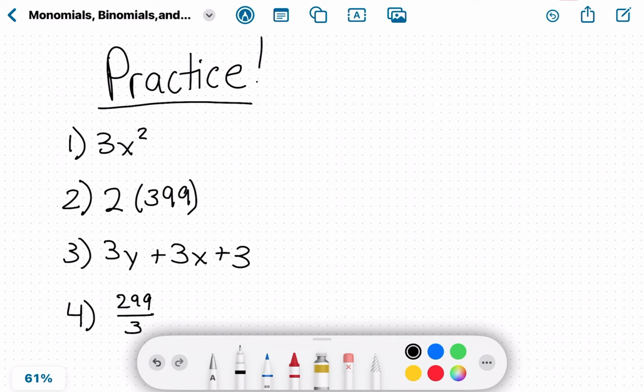Okay, ready? Let's go over it. So number 1, 3x squared. I see no addition, no subtraction. I see 3 times x squared, and x squared is x times x. So if it's 3 times x times x, and it's only separated by multiplication, boom, monomial. I'm just going to write mono, bi, and tri for the answers, so I don't have to write the whole thing out. Next one, number 2, 2 times 399. Once again, only multiplication. I don't see any addition or subtraction. So once again, it is a monomial.